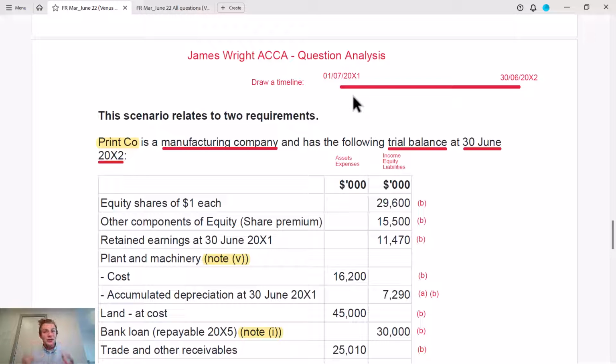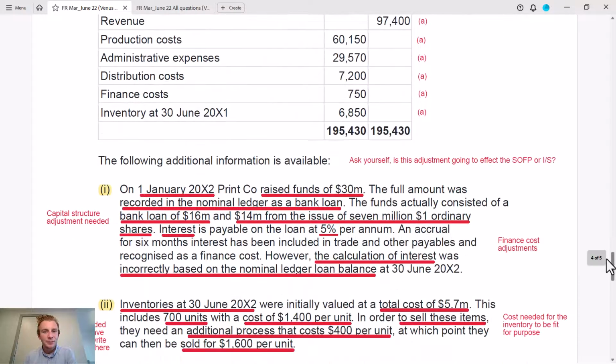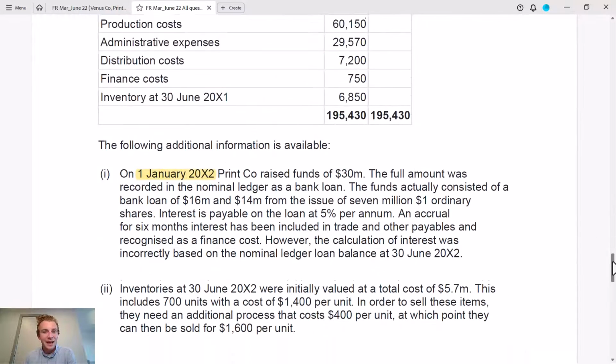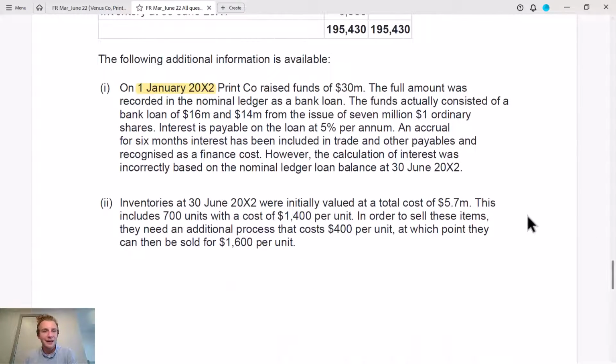The other thing to note down for your actual notes for this video is, from that timeline, when you're going through any of the adjustments, and we've got plenty on here, to see it as if it was the real examination. Highlighting the 1st of January 2002, in this case, Printco raised funds of $30 million.